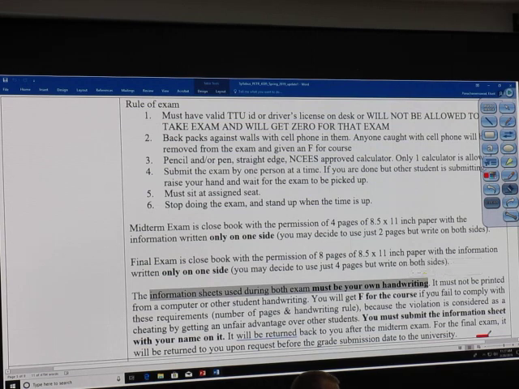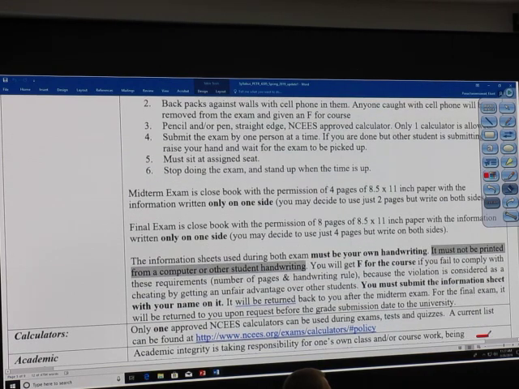Yes, question. It must not be printed from a computer or other student's handwriting. Not typed, no. If you type it, okay, you will get an F for the course if you fail to comply with these requirements. Number of pages and handwriting rule.